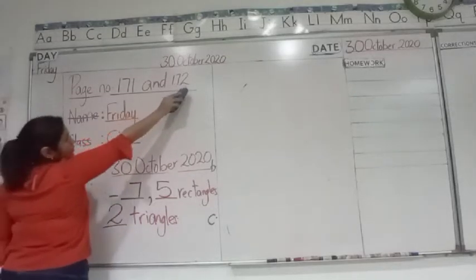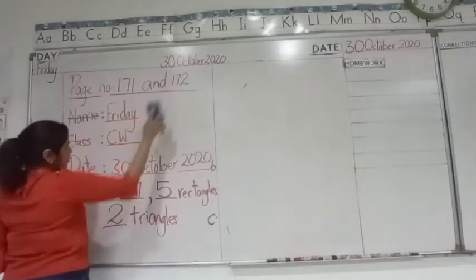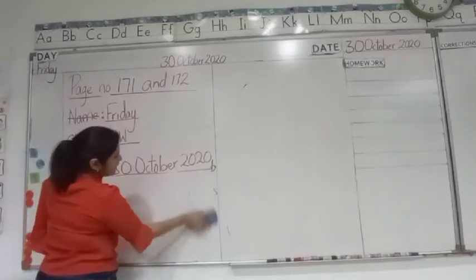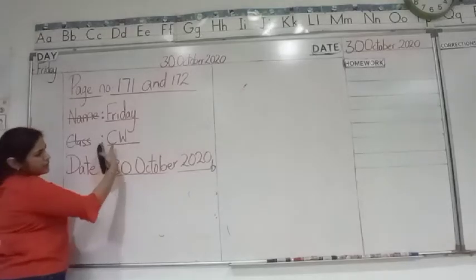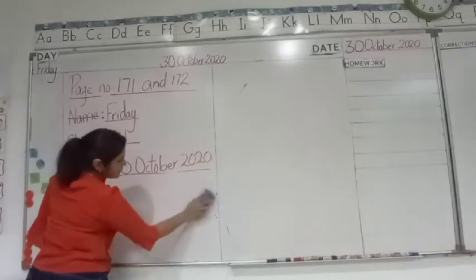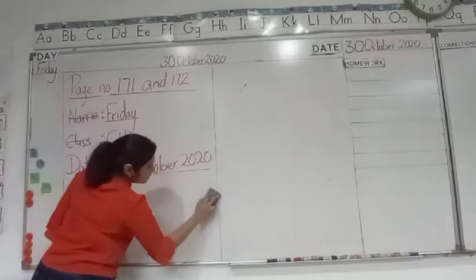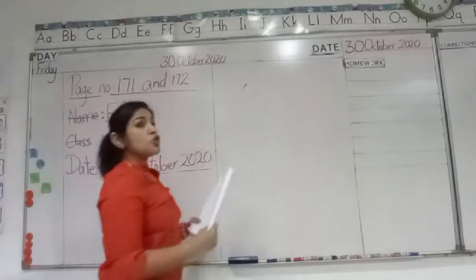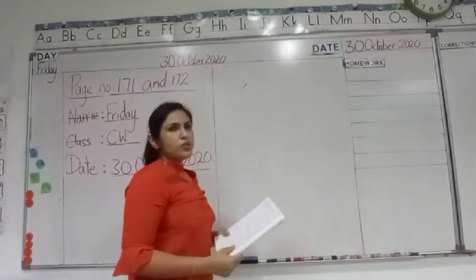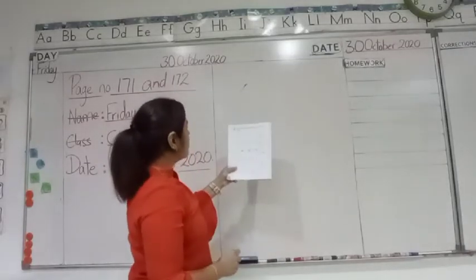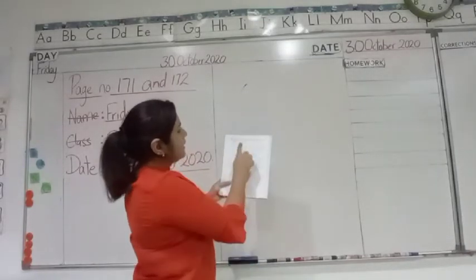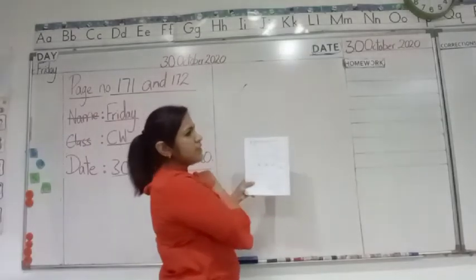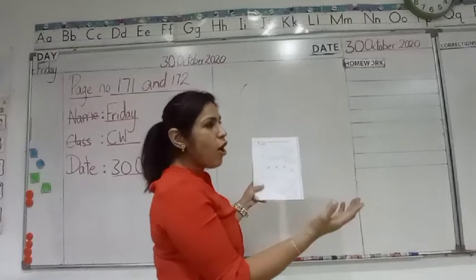Page number 172. Write down CW. Copy this. Capital C, capital W. Draw a small, short line using a ruler. Okay, here: circle the shape that comes next in each pattern. You have to circle the shape, because they have given you options.